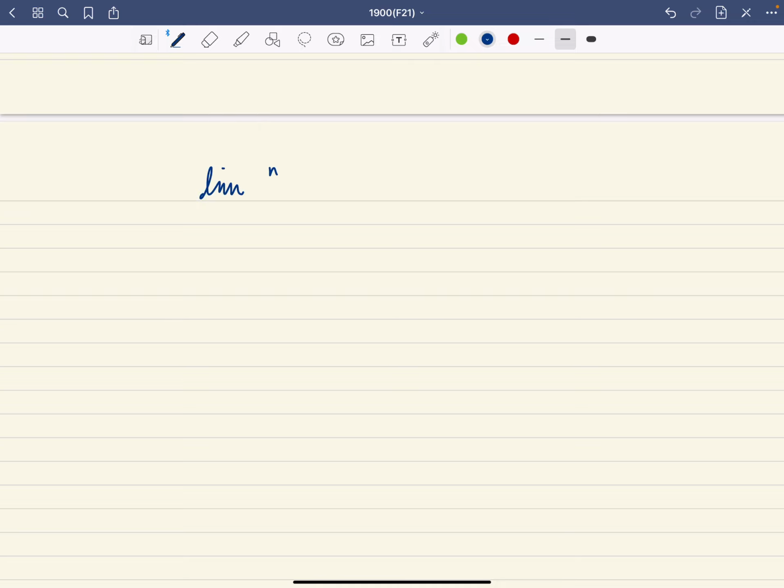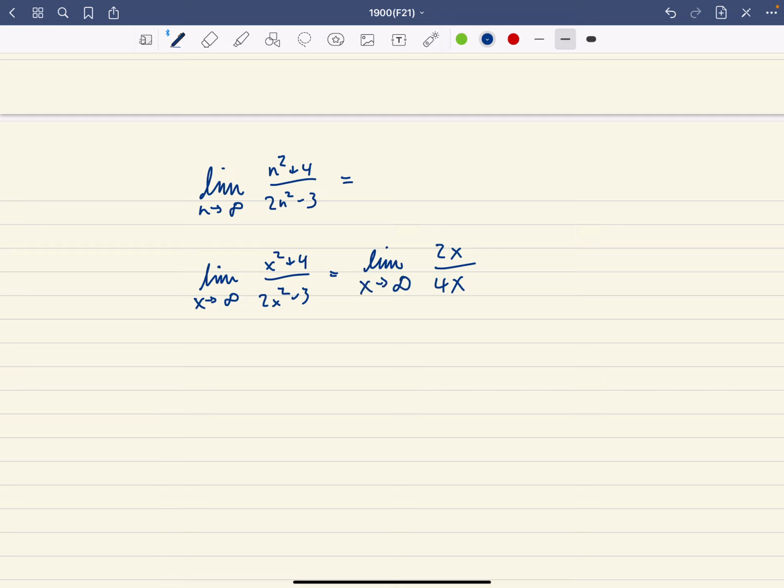I wanted to look at something like n squared plus 4 over 2n squared minus 3 as n goes to infinity. What you want to do is look at the limit of the function x squared plus 4 over 2x squared minus 3 as x goes to infinity. This will be infinity over infinity, so you can apply L'Hopital's rule, and you get 2x over 4x as x goes to infinity. Then you can either blindly apply L'Hopital's rule again, or realize that you don't have to. 2x over 4x is just a half. That's what happens to the function, and therefore that's what happens to the sequence.